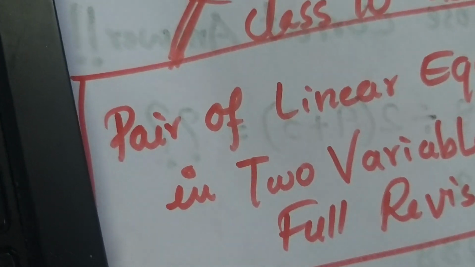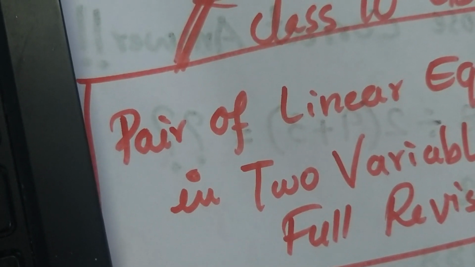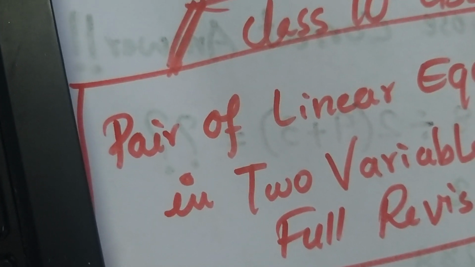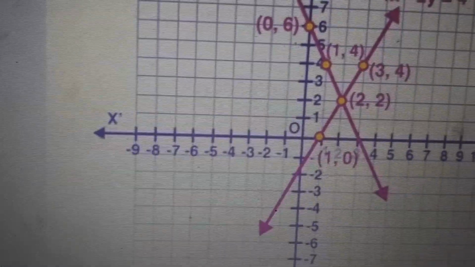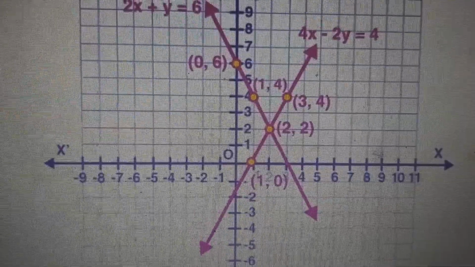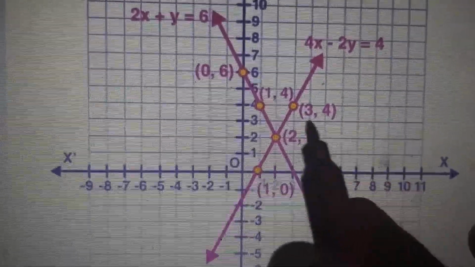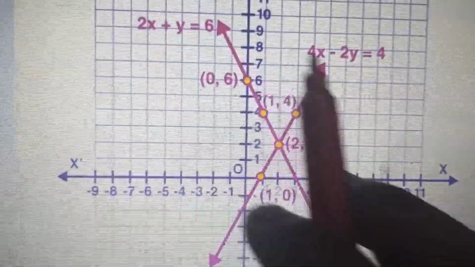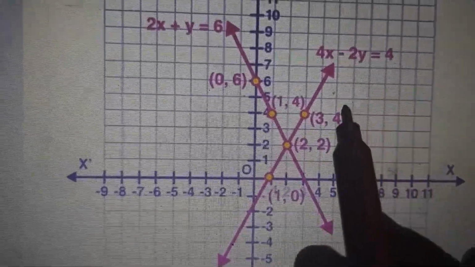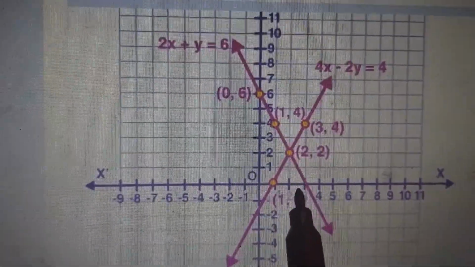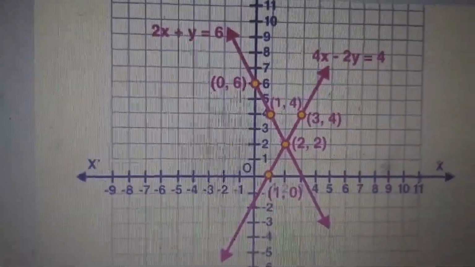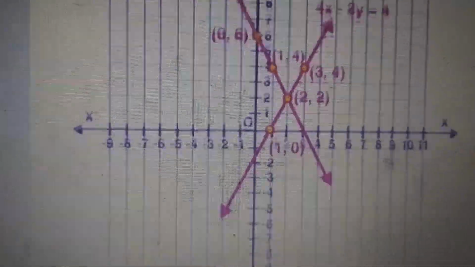Graphical representation, and how to write it in the exam using the graphical representation. Okay children, if you plot like this on the x-axis and y-axis, 2 comma 2 is here, and the equations are 2x plus y equals 0 and 4x minus 2y equal to 0. If you substitute the values 2 comma 2, we are getting so many points.